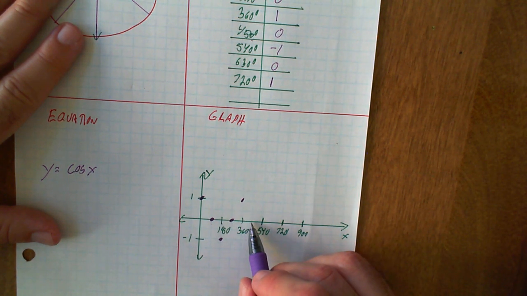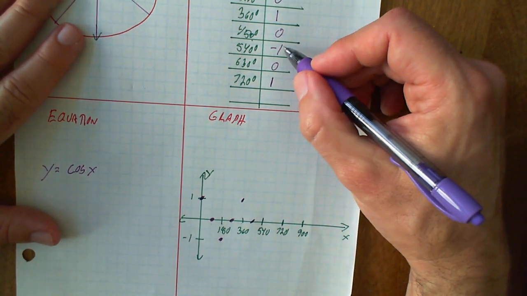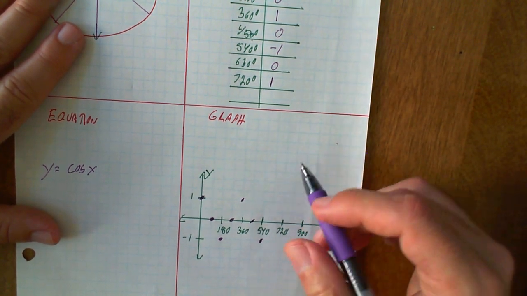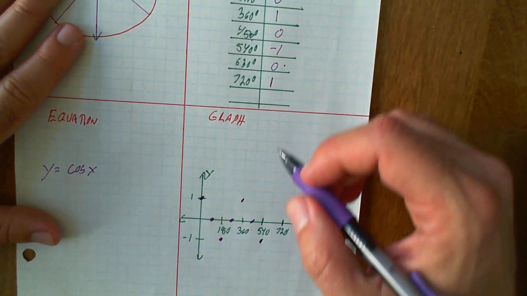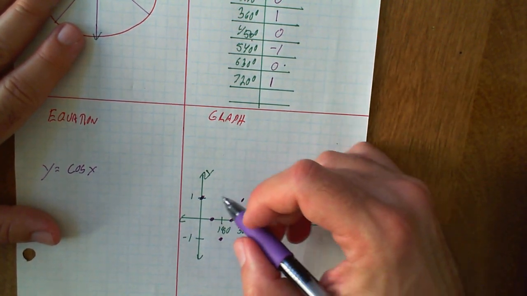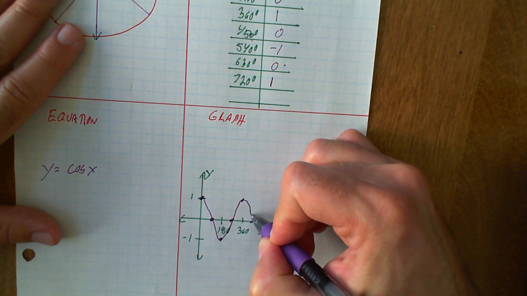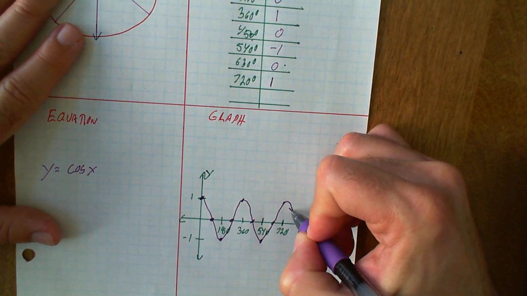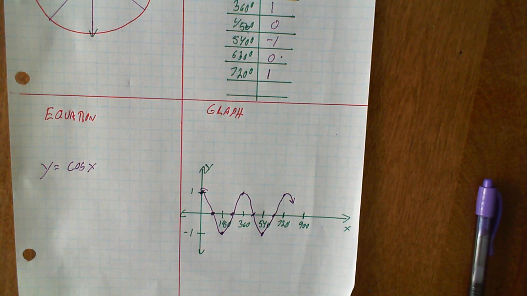At 450 degrees, what do I got? I go back down to 0. Are you starting to see a pattern? At 540 degrees, I go down to negative 1. At 630 degrees, I go back to 0. And at 720, I go up to 1. So here we go. Here's what our cosine of x looks like. Now listen, see how it rounds at the corners. And we're going to go back down again. And that's what your cosine of x will look like.